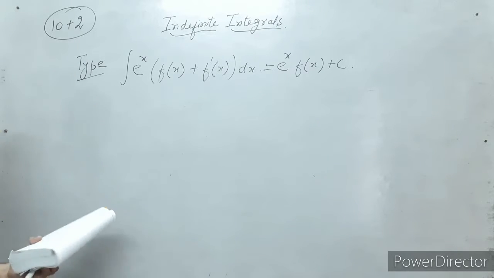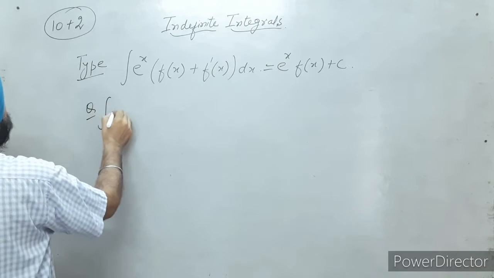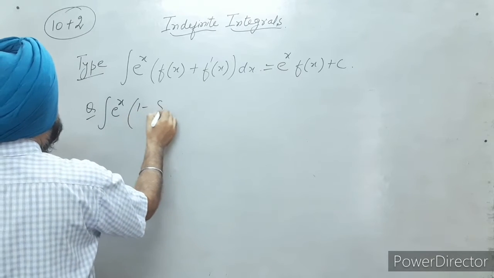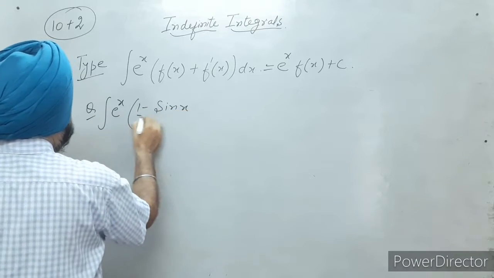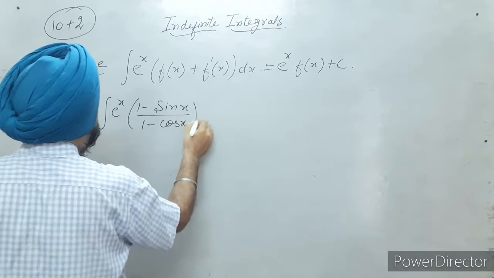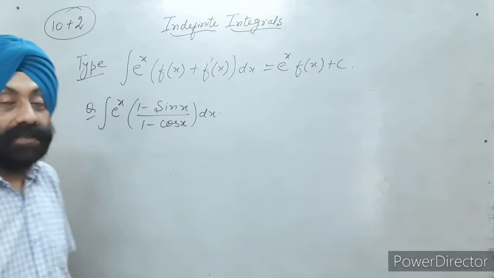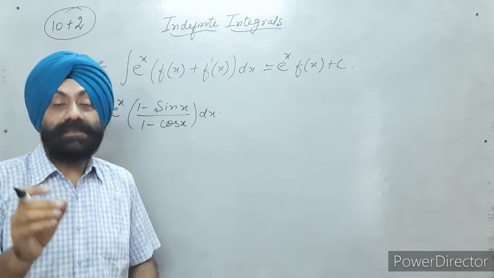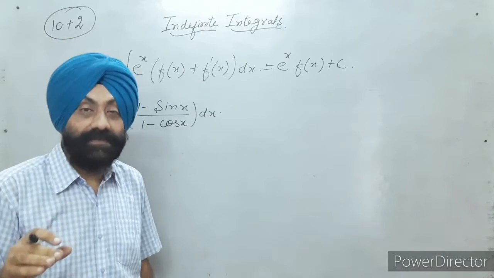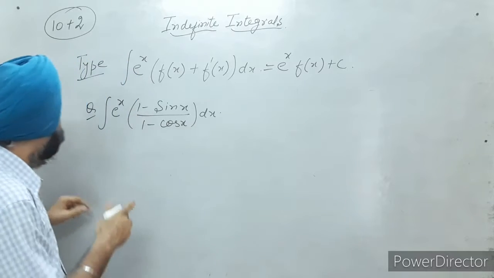Question is this. The integral of e^x (1 minus sin x) upon (1 minus cos x) dx. Now if you remember the trigonometric identities or the formulas which we used in 11th or which we are still using in this chapter, make use of it.